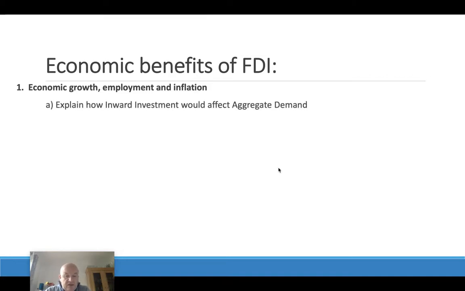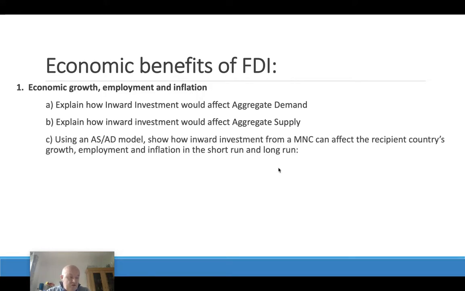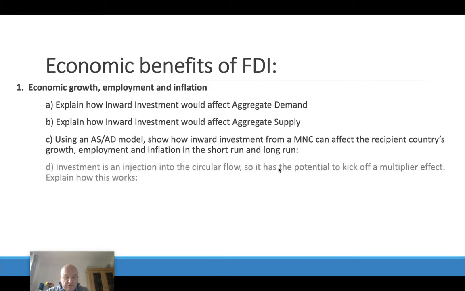Okay, so in terms of inward investment, we need to think about how that might affect aggregate demand, and also how it might affect aggregate supply. So there are two things immediately that one could try to structure an argument around. And then we could use the AS/AD model to show how inward investment from a multinational company can affect a recipient country's growth, employment, and inflation in the short and the long run. And clearly, that would create a good talking point that you could narrate within your answer.